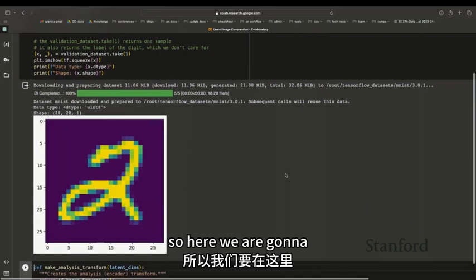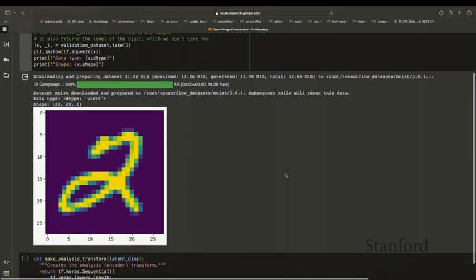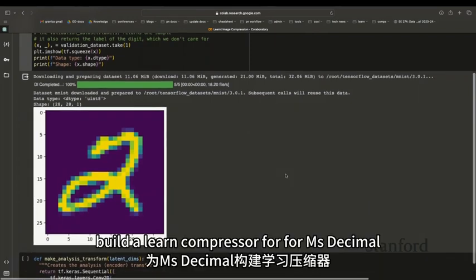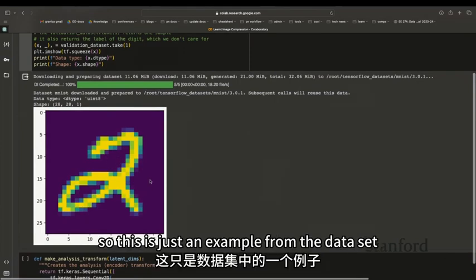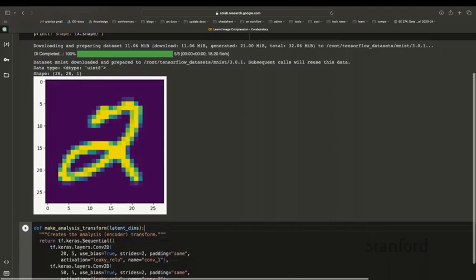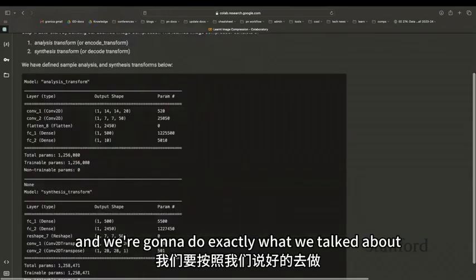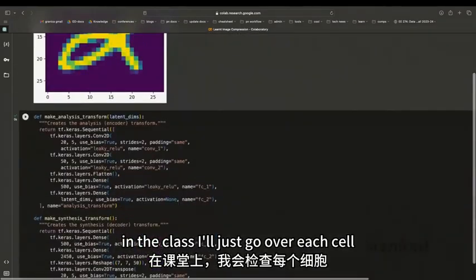So here we are going to build a learned compressor for MNIST digits. This is just an example from the data set. And we are going to do exactly what we talked about in the class. We'll just go over each cell.